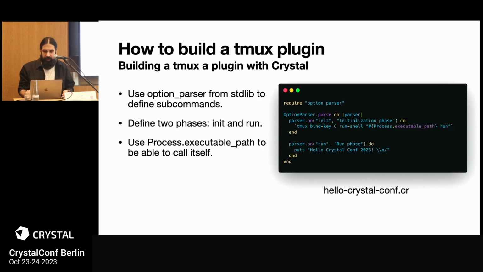And then we can use the standard library option parser. We have two phases, the initialization phase and the run or execution phase. In the init phase, this runs when you source the tmux config file, and there we set bindings that call to the plugin itself. One trick to do this is to use Process.executable_path. This way you have the path of the current running program. You can reference it. So, small demo here.